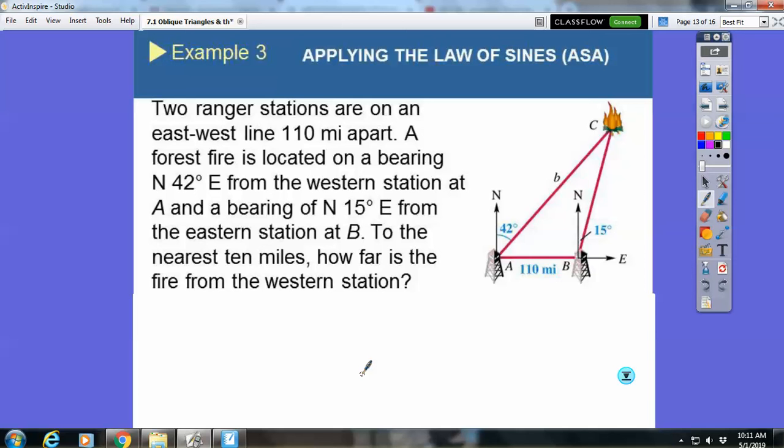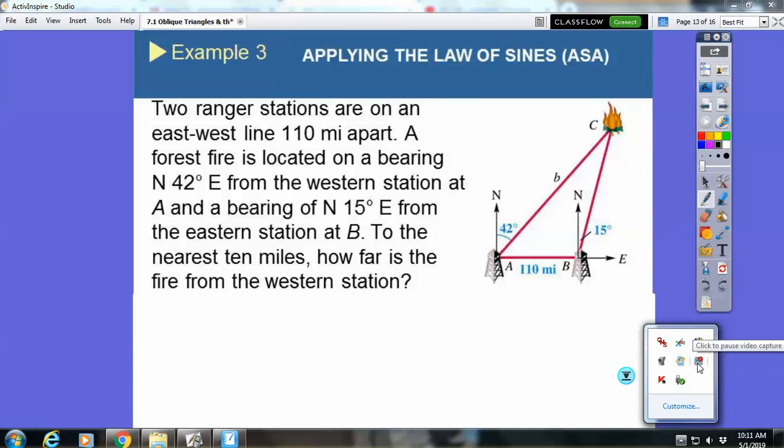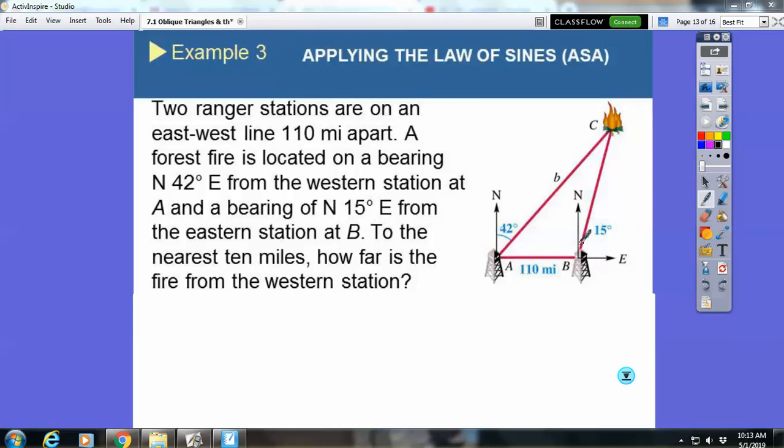I'll give you a second to draw your picture before I start talking. We need the actual angles in our triangle. This 42 degrees, remember when we measured bearing, it went from the north-south line to the side, so that's not in my triangle. But you know that AB is an east-west line. An east-west and a north-south make what kind of angle? 90. So to find this, you just subtract from 90, so this angle is 48 degrees.